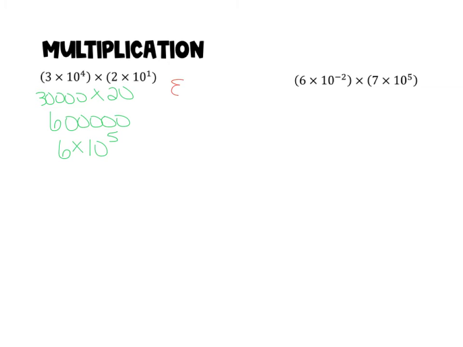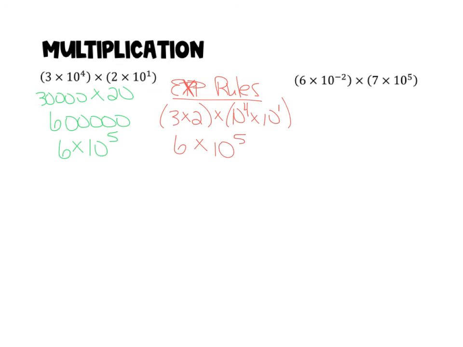You can use your exponent rules. If I'm looking at 3 times 10 to the 4th times 2 times 10 to the 1st, I can put my 3 times 2 together, and I can put my 10 to the 4th times 10 to the 1st together. So 3 times 2 is 6, times, right here, I'm multiplying 10 to the 4th times 10 to the 1st. They're the same base, so when I'm multiplying with the same base, I add the exponents, so I get, magically, 6 times 10 to the 5th.